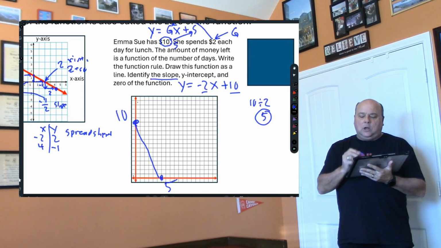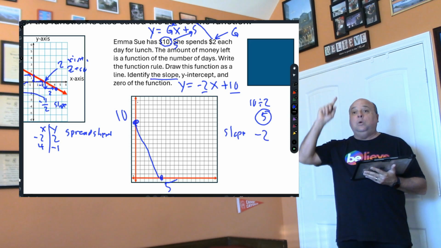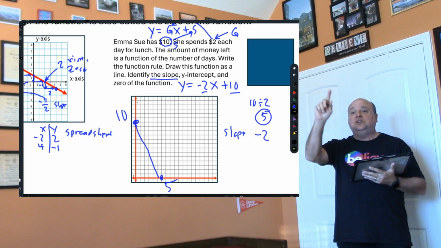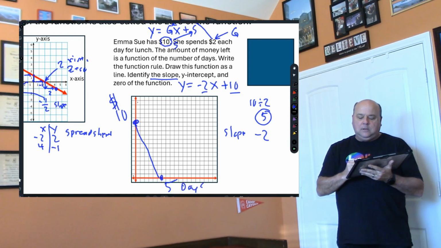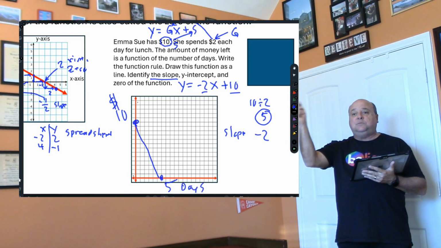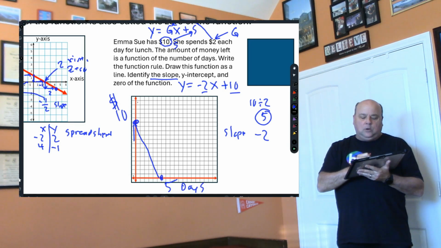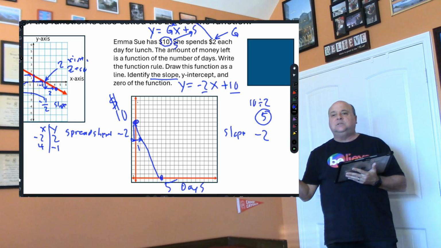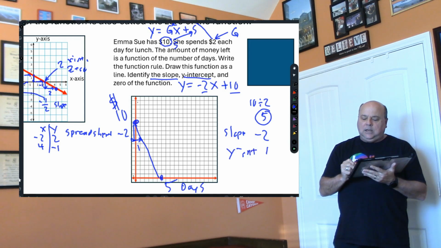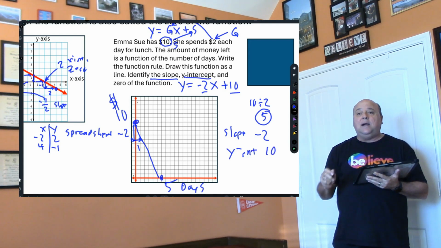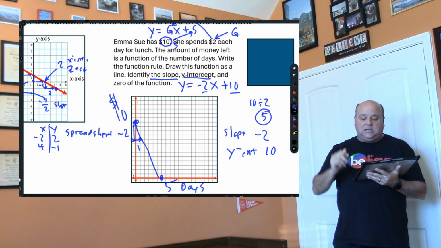Okay, so I need to identify this. What is the slope? The slope is -2, and it would represent spending $2 each day. This would be the dollars, this would be the days, wouldn't it? So every day I'm spending $2. So I would go down 2 and over 1. That's what that slope is telling me. Okay, the y-intercept is 10, and it's the initial amount of money. I'm starting off with $10.